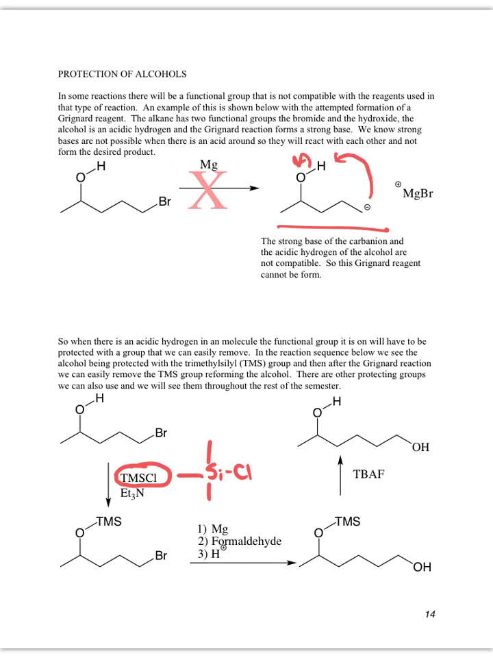So TMSCl, trimethyl silyl chloride, makes the TMS ether. The TMS ether doesn't have an acidic hydrogen on it, so we can make the Grignard with magnesium, add a carbonyl to it, in this case formaldehyde, so we add 1 carbon, and then we can cleave the TMS, the silicon ether, with tetrabutyl ammonium fluoride.